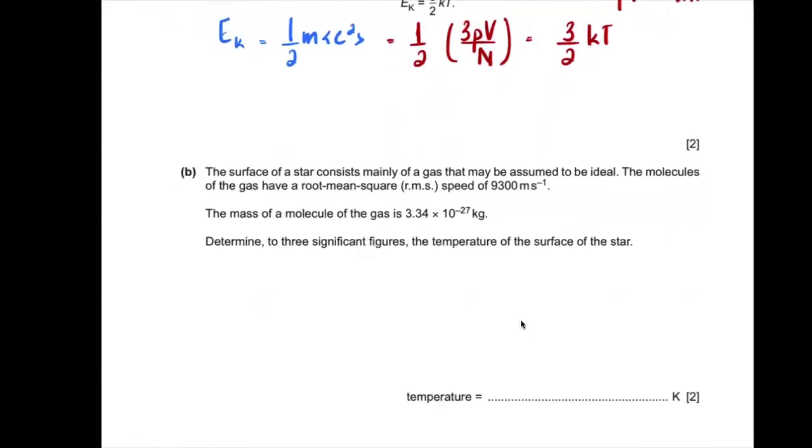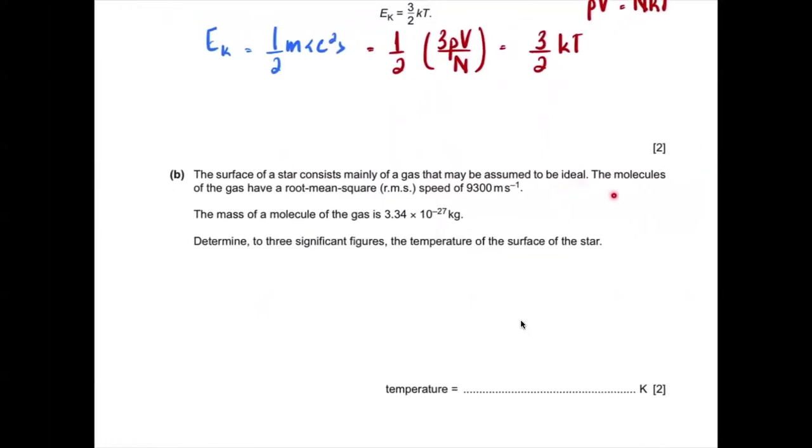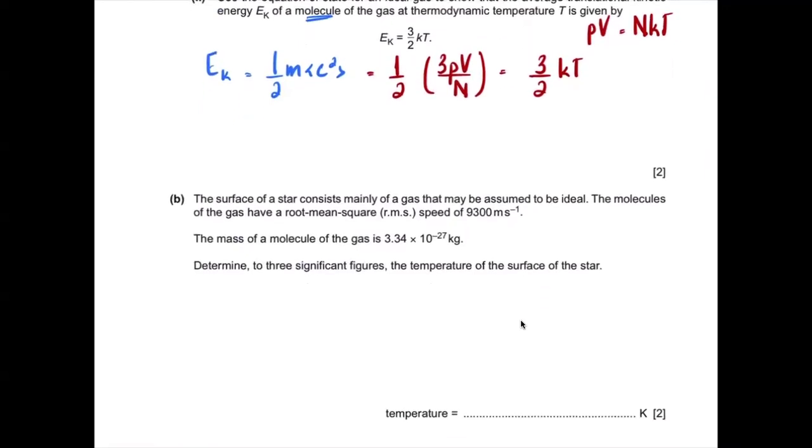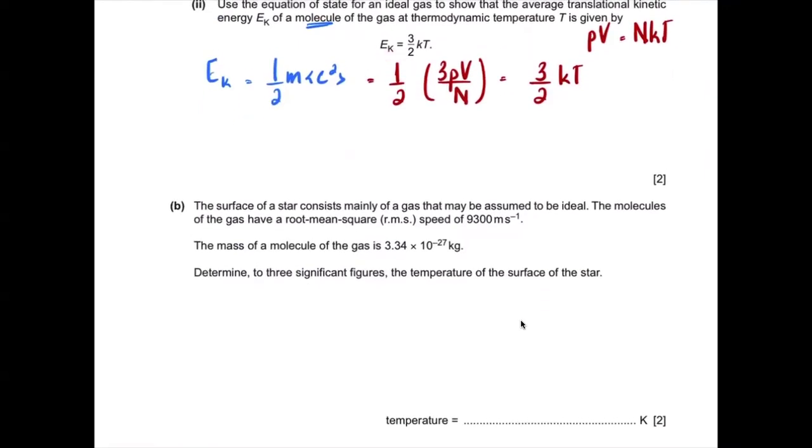Surface of a star consists mainly of a gas that may be assumed to be ideal. Molecules of the gas have an RMS speed of this much. This is RMS, so this is with the root taken. Mass of a molecule is this much. Determine to 3SF the temperature of the surface of the star. Right, so with stars, we now need to find the temperature. Okay, so with kinetic energy, I know 3 by 2 kT. So 3 by 2, I need the temperature, right? So K is the Boltzmann constant, which is 1.38 into 10 to the negative 23.